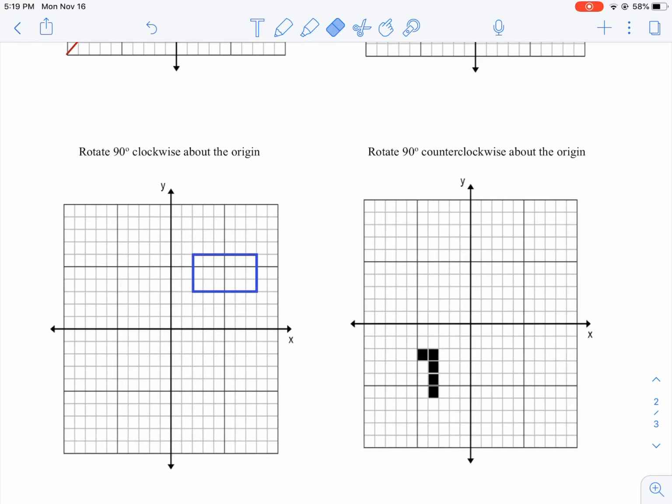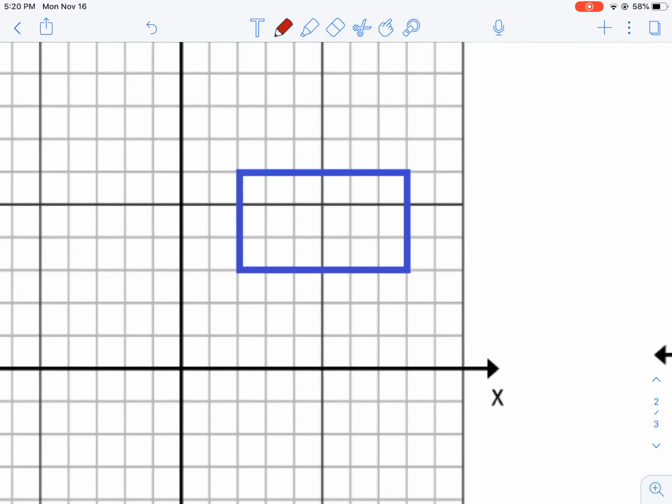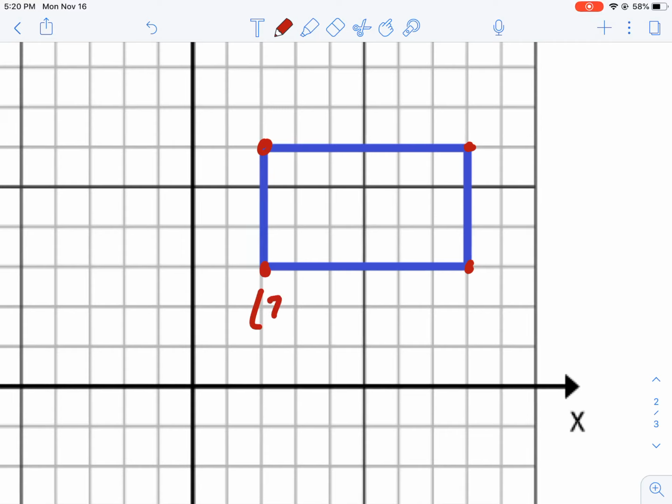Next problem. Rotate 90 degrees clockwise. So clockwise, that goes like the hands of a clock. So that's moving down here. All right, so again, we're going to do the same thing. We're going to flip the coordinates, but we know that it's going into a new quadrant.